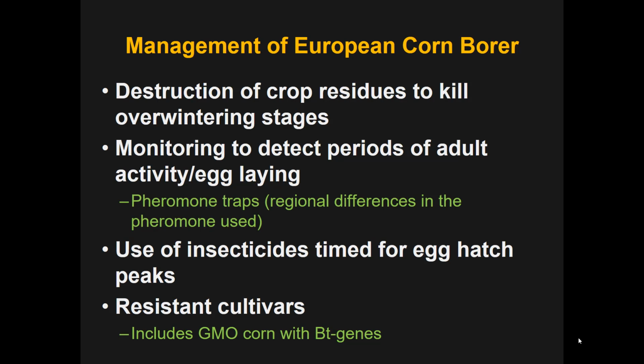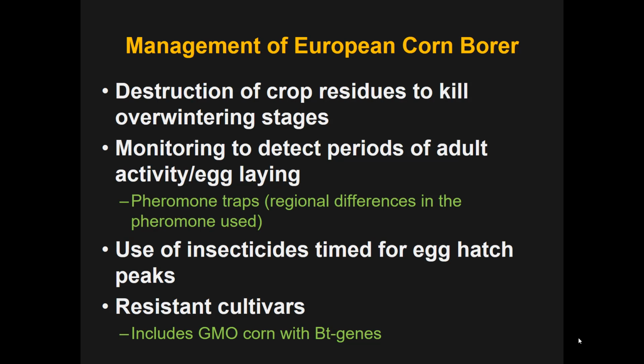Anyway, the kinds of things we use to manage European corn borer is destruction of crop residues again. This is an insect that has a habit of surviving within the plant debris. If you have an insect that has that habit, if you remove the plant debris and in a way kill the developing insects, that will help reduce the population between seasons.